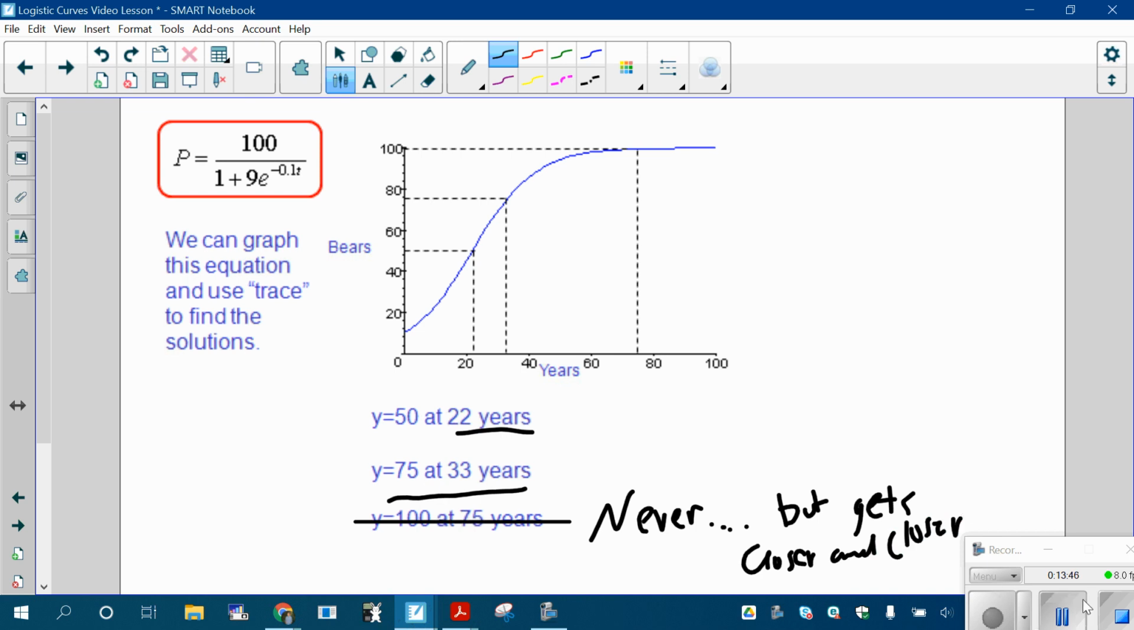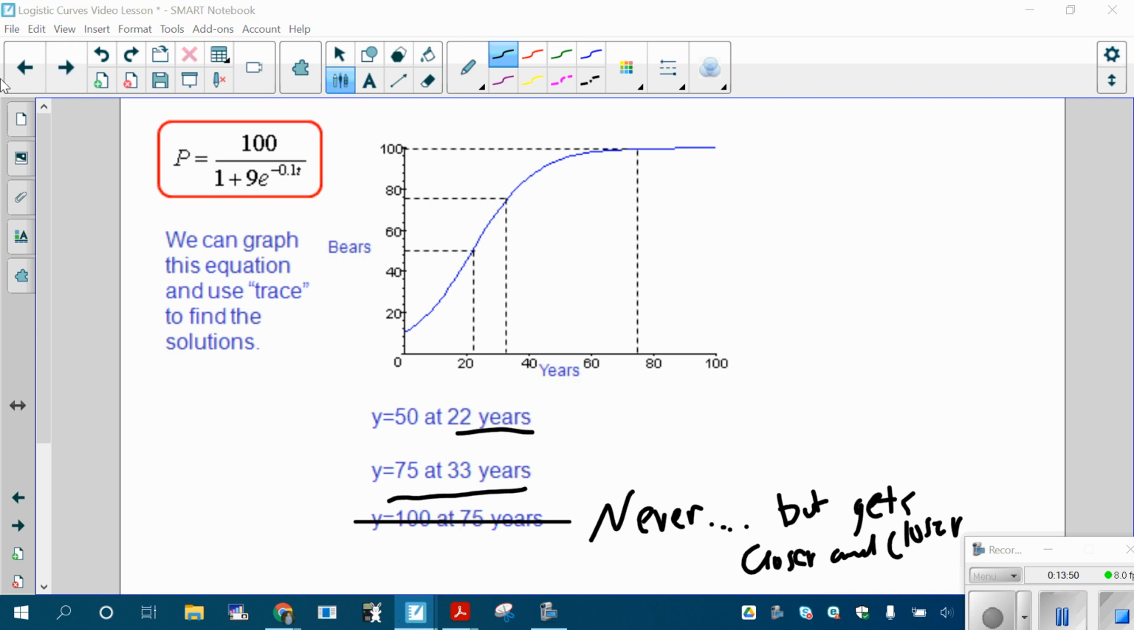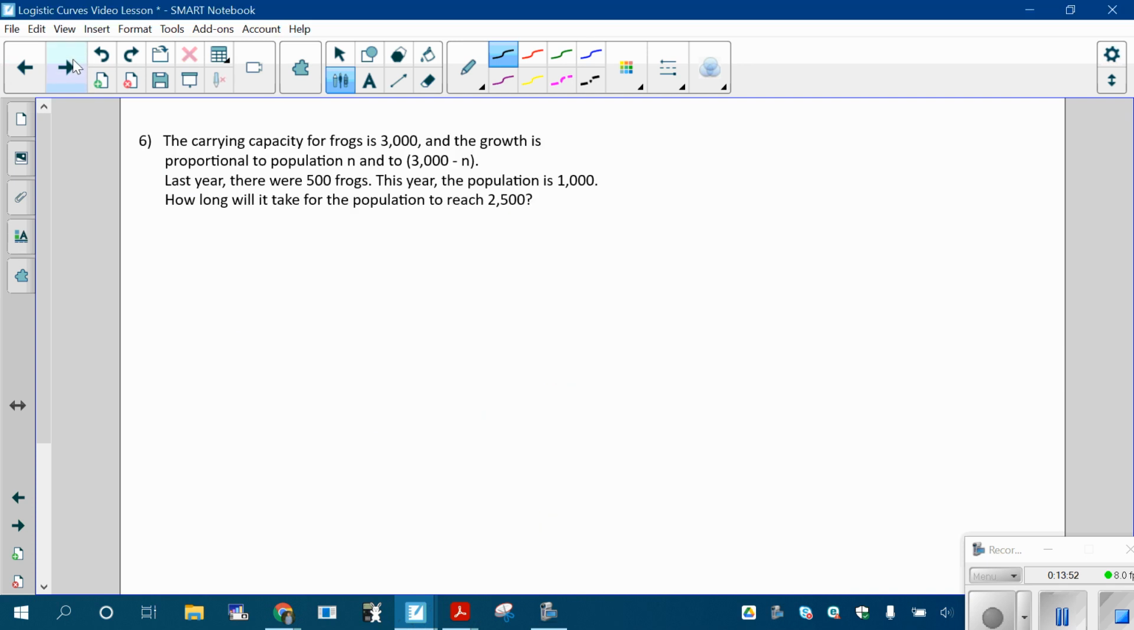Cool. Okay. I'm going to look at a slightly different problem with you guys now. The carrying capacity for frogs is 3,000. Sweet. They're just telling me the L right away. The growth is proportional to population N and 3,000 minus N.